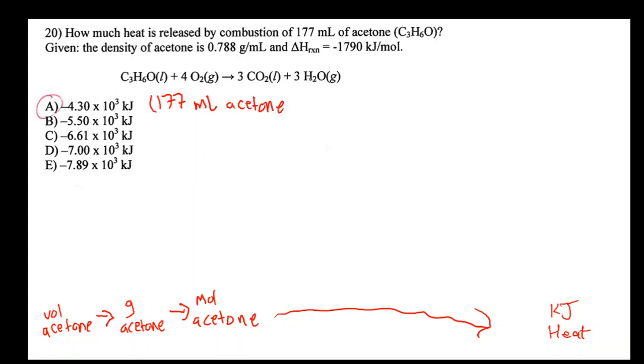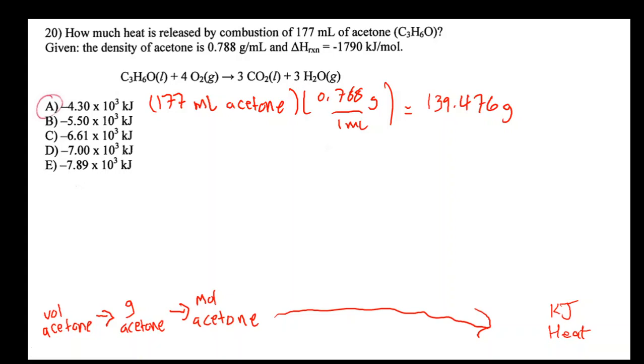And then they also gave us a density. They said that the density was 0.788 grams per 1 milliliter. So what would that be in grams? 177 times 0.788 equals 139.476. That's just grams, not grams per mole. Yes, that's grams.